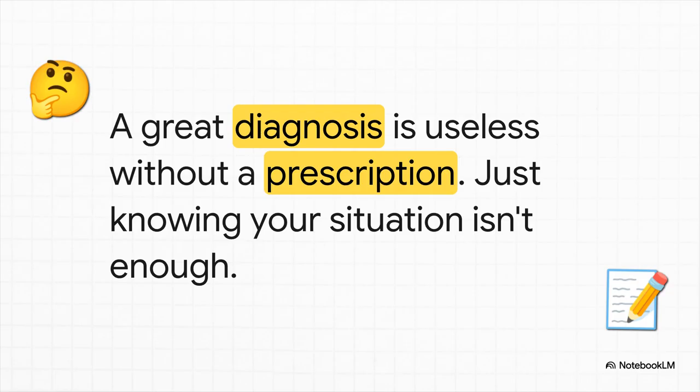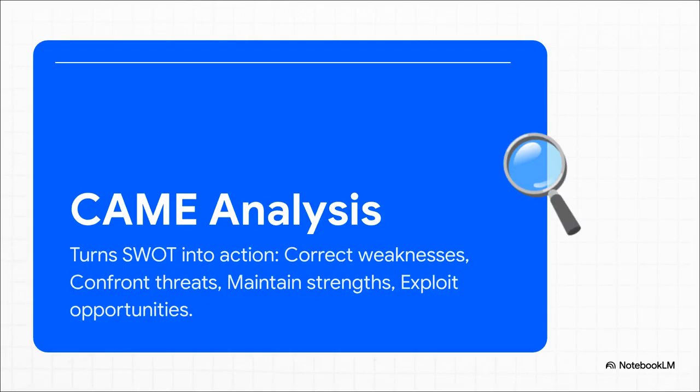An analysis is great, but what's the plan? A diagnosis is pretty much useless without a prescription, right? Just knowing you have strengths and weaknesses isn't enough. You need an action plan. And that is precisely where the CAME analysis comes into play. CAME is basically the so what to your SWOTs. It's the tool that turns that diagnosis into action, giving you 4 very clear objectives. Correct your weaknesses, adapt to the threats, maintain your strengths, and exploit the opportunities.